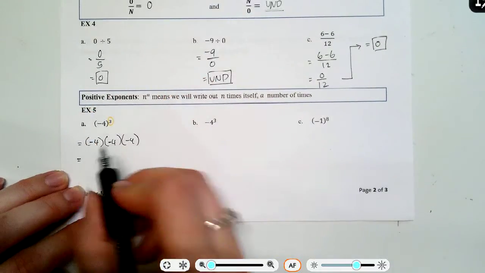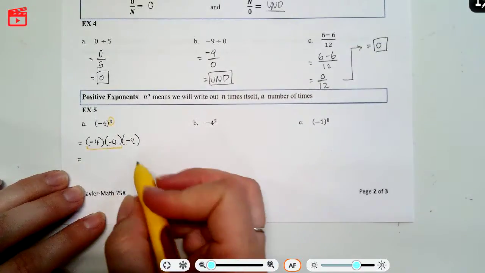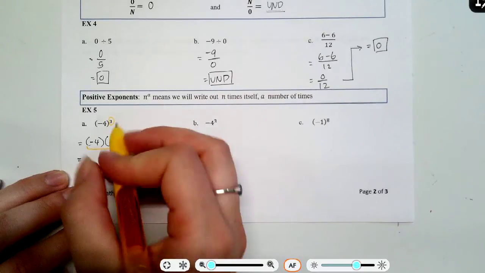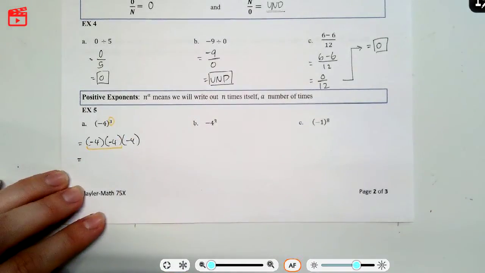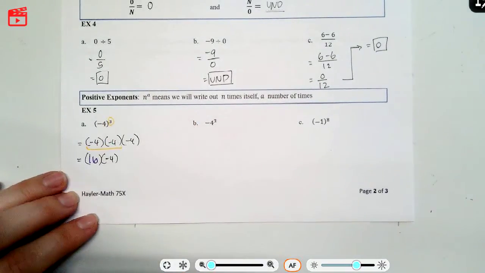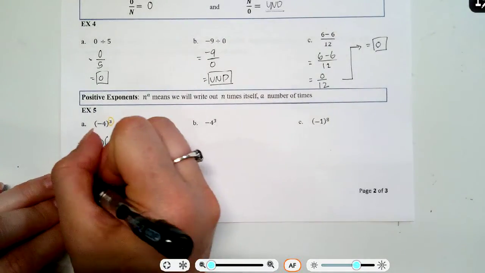Okay, so let's first focus on the two to the left, excuse me. Negative times negative is going to be positive. So then 4 times 4 is 16. And then we'll bring down that negative 4. So then we have a positive times a negative, so my answer is going to be negative.